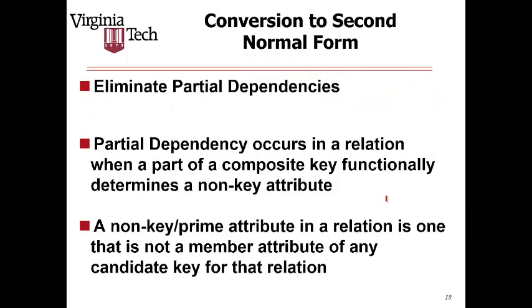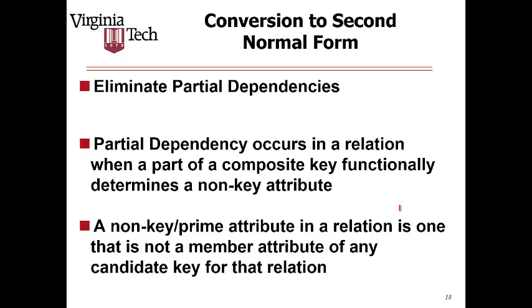So to go to second normal form, our goal is to eliminate those partial dependencies that we just saw on that prior page, where to know the project name, all you need to know is the project number. And to know the employee job class, all you need to know is the employee number, not the employee number and the project number.